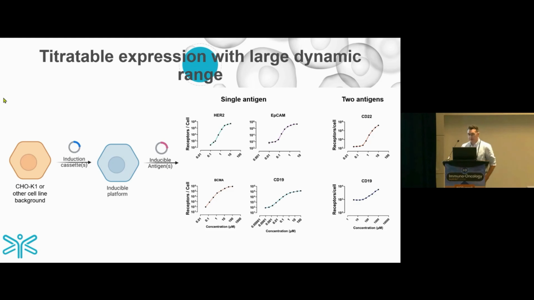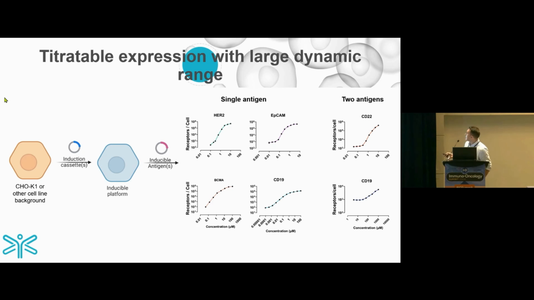So this is an example of some of the off-the-shelf systems that we have been setting up. We usually go for a CHO-K1 background. We can do this in whatever cell line is most applicable, but we've been going for the CHO-K1 just because it's easy for us to work with. It's readily available, and it transduces nicely. We have a lot of single antigen expressing cell lines for off the shelf, targeting HER2, EpCAM, CD19, BCMA, and you can see we always get this really nice dose induction of expression with increasing concentrations of the small molecule inducers.